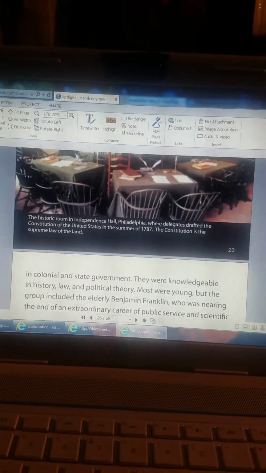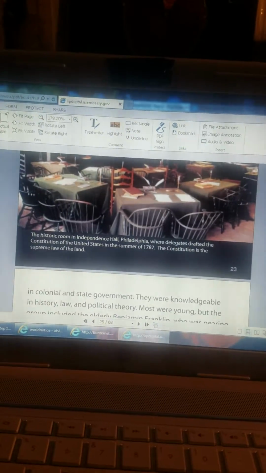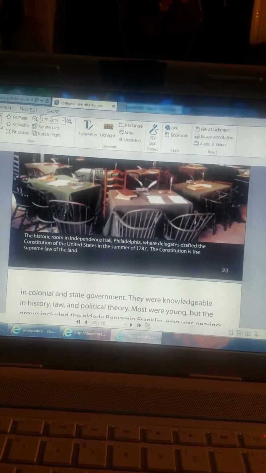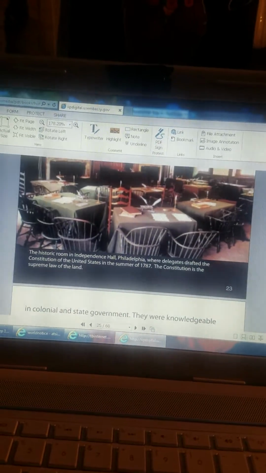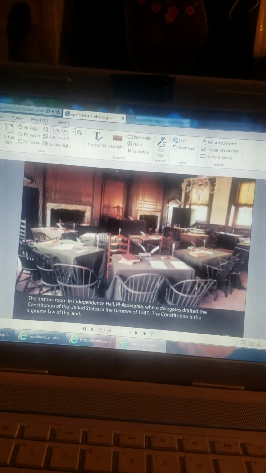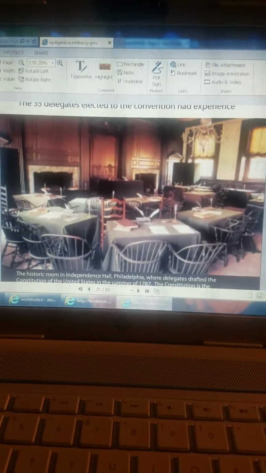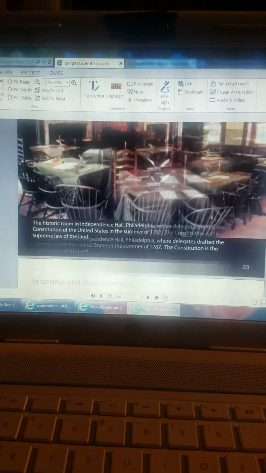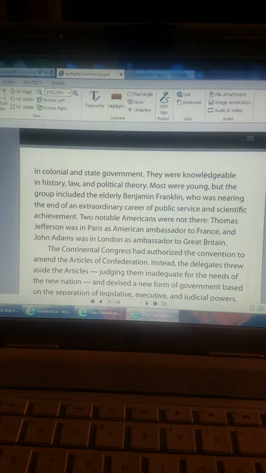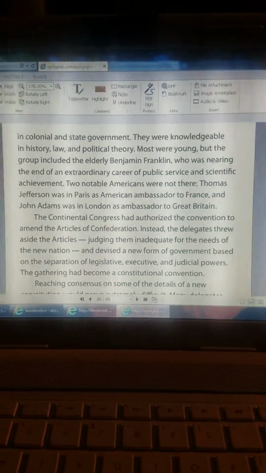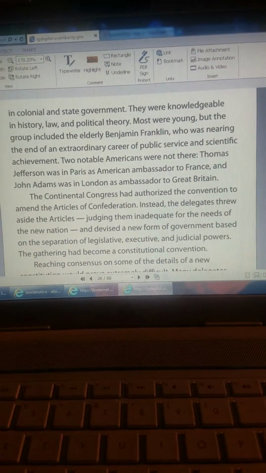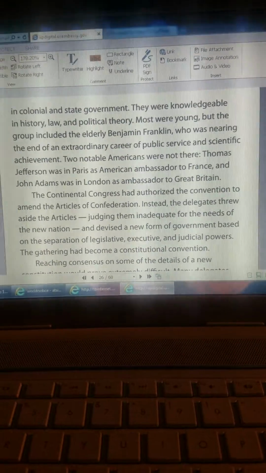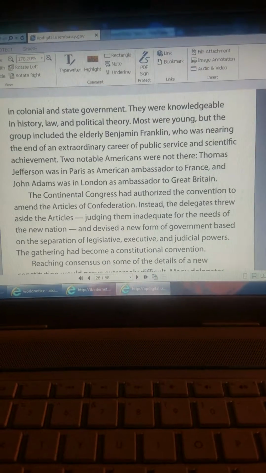Now, this is the historic room in Independence Hall, Philadelphia, where the delegates drafted the Constitution of the United States in the summer of 1787. The Constitution is the supreme law of the land. This is the room where it all started. They were knowledgeable in history, law, and political theory.